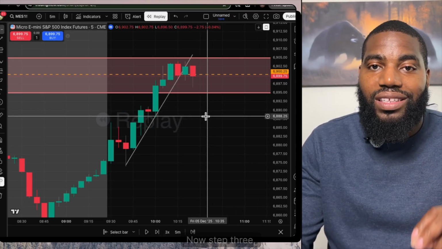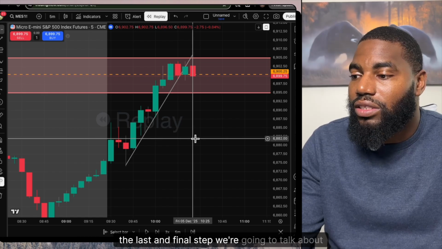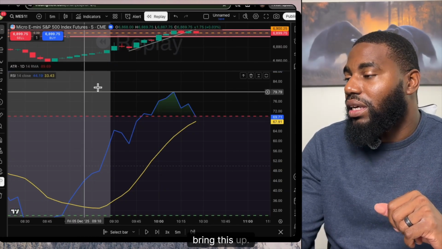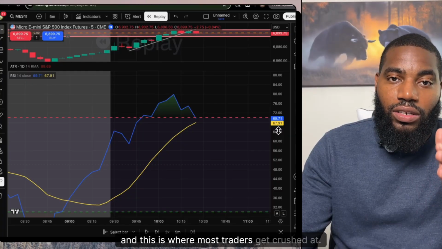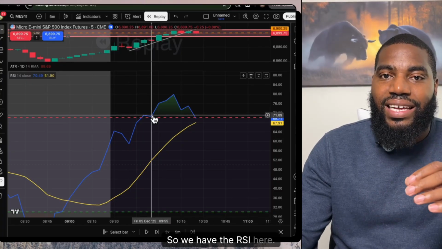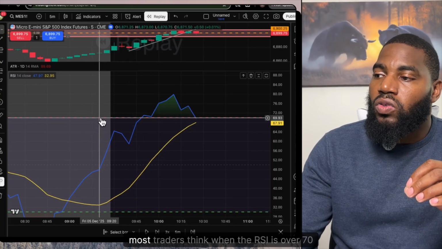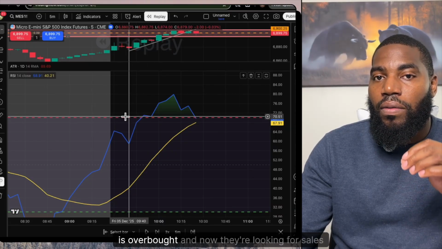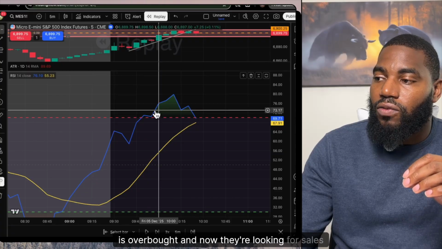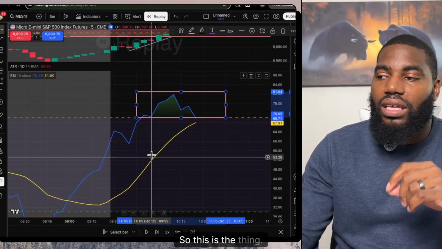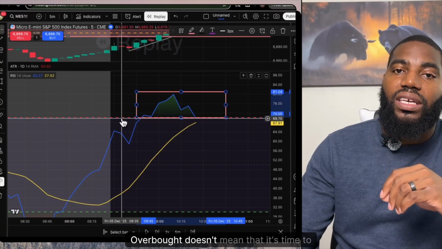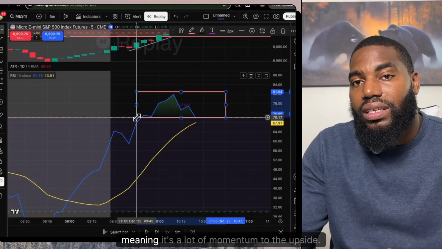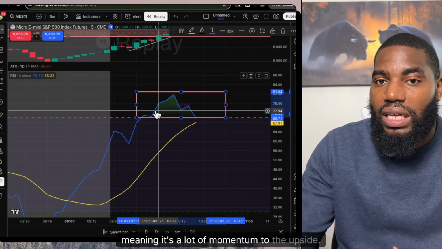Now, step 3, the last and final step we're going to talk about, is the RSI. Down here, let's go ahead and bring this up. This is where most traders get crushed. So we have the RSI here as step 3. Most traders think when the RSI is over 70, it's overbought, and now they're looking for sell positions. So this is the thing. Overbought doesn't mean that it's time for a reversal. A lot of times overbought means there's a lot of momentum to the upside.